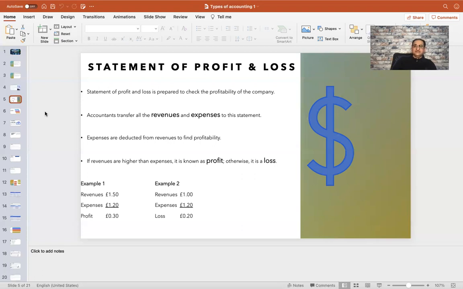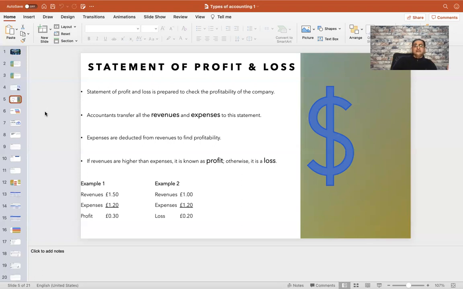And second is expenses. The cost incurred for the generation of revenue is known as expense. And businesses need to pay for different expenses. For example, insurance, salaries, wages, utility expenses. So all these expenses are incurred on a daily basis, and business organizations need to pay for these expenses.